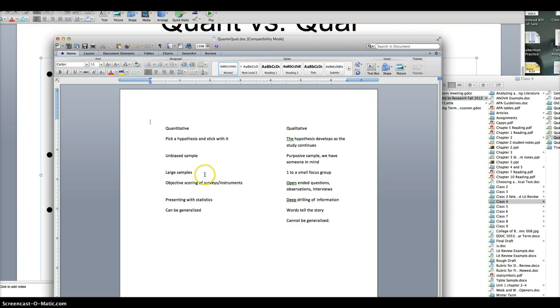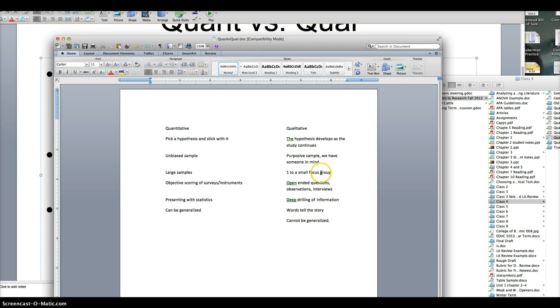As I said, we tend to have large samples. There's objective scoring of surveys or instruments or tests or things like that. If you're using an observation, then observation still has some kind of instrument associated with it, like for example, some teachers are familiar with PDAS. That is an observation, but it's based upon an instrument that's already established. A rubric's the same kind of thing. Generally, there will be a presentation of statistics, inferential statistics, to take the sample and make a generalization to a population. As we said, they can be generalized.